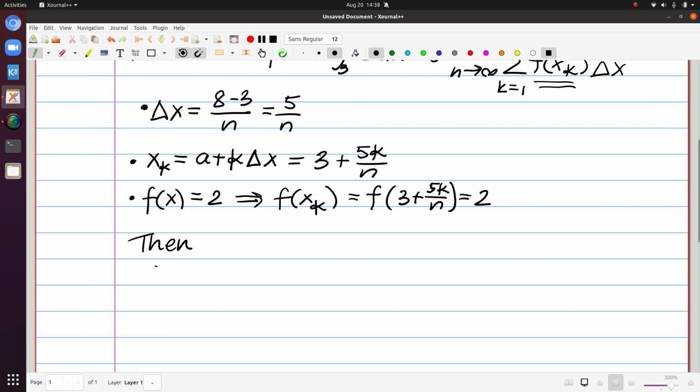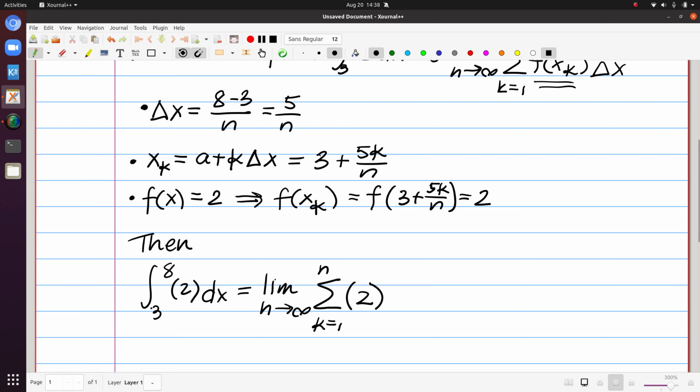So at this point, I'm ready to put in what I've found. The integral that we started with is equal to the limit as n approaches infinity of the sum from k equals 1 to n, where I'm now substituting in the pieces I've found. My f of xk is 2, and my delta x is 5 over n. So what I need to do is evaluate the limit of this sum. And I'm just going to simplify this to 10 over n.